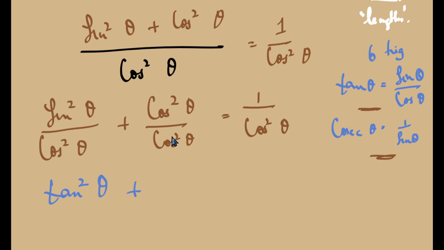Plus cos squared theta by cos squared theta is 1. They get cancelled. They are the same. Both the numerator and the denominator are the same. So it is equal to 1, and 1 by cos theta.